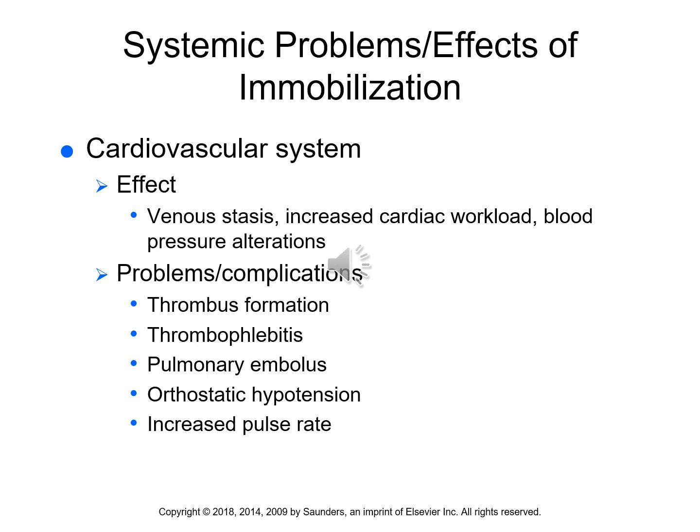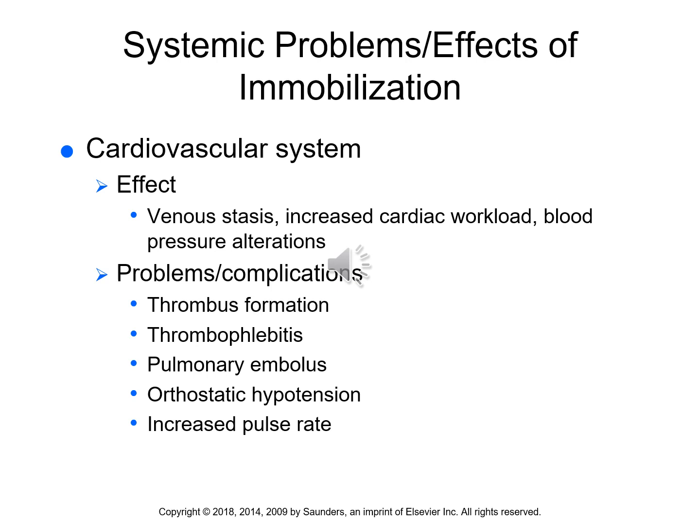So let's start with the cardiovascular system. So a person that's immobile, how can their cardiovascular system be impacted? Like I said, you have venous stasis, meaning the blood in the veins or blood vessels is not moving, and then you have increased cardiac workload. So the heart is going to have to work harder. Alterations in your blood pressures, and so like I said, if you have venous stasis, that blood is not moving, then that increases your risk for blood clots. You can have thrombus formation, thrombophlebitis, or pulmonary embolus.